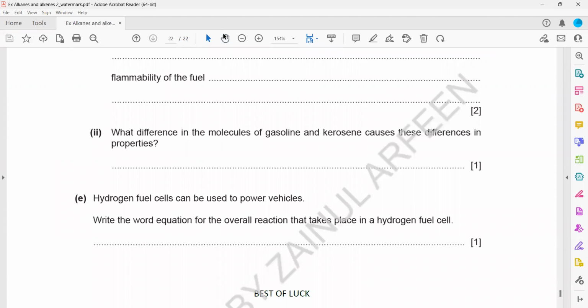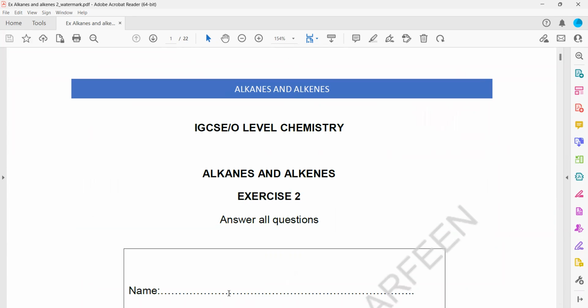A hydrogen fuel cell can be used to power the vehicle. Write a word equation. So what is a word equation? Hydrogen plus oxygen gives what? Hydrogen plus oxygen gives water. So that's right. So this was exercise 2 related to the alkanes and alkenes.